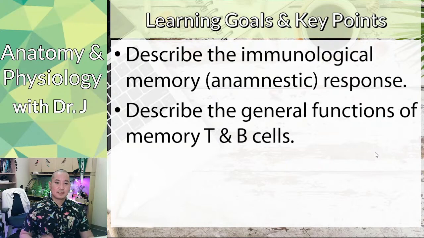Memory T and B cells are essential to this, and this is why sometimes you need boosters, because even if you get infected or have an initial vaccination, sometimes you don't produce enough memory T or B cells, or sometimes you actually need multiple exposures to generate enough memory T and B cells so that you get an effective secondary immune response. So that's why boosters are sometimes needed.